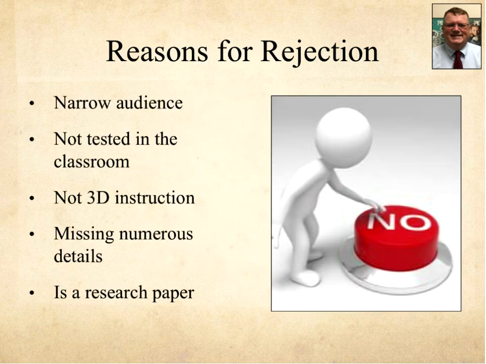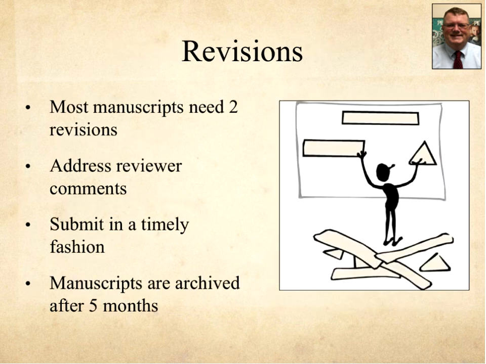Reasons for rejection: too narrow of an audience, not tested in the classroom, not 3D NGSS-based instruction, missing numerous details, is a research paper. And if Patty's in a really bad mood, if you have not blinded your manuscript, she might just reject it out of hand there. We mentioned this. Most manuscripts need at least 2 rounds of revisions to get all our answers to our questions.